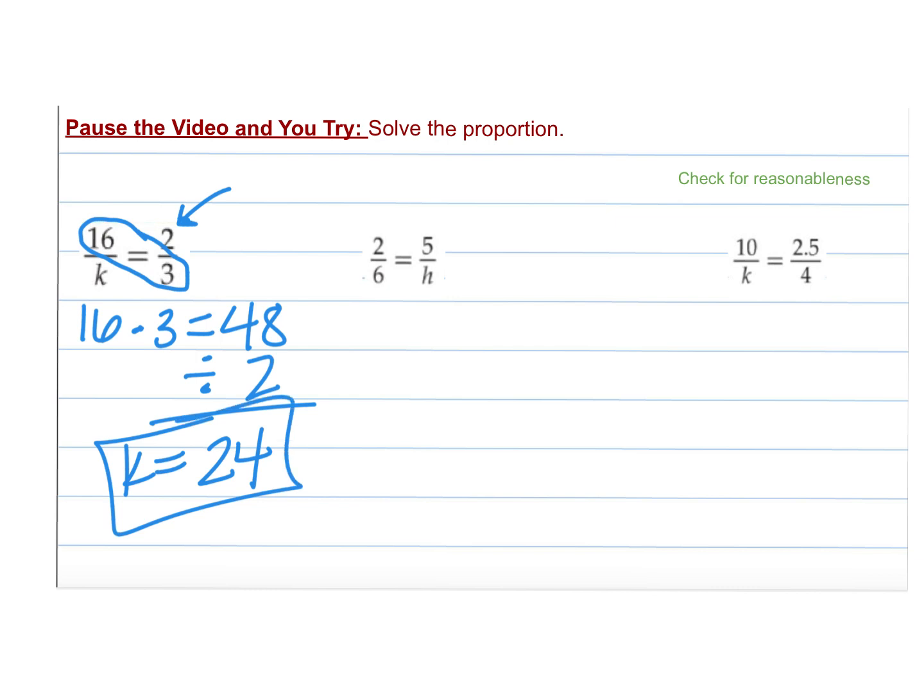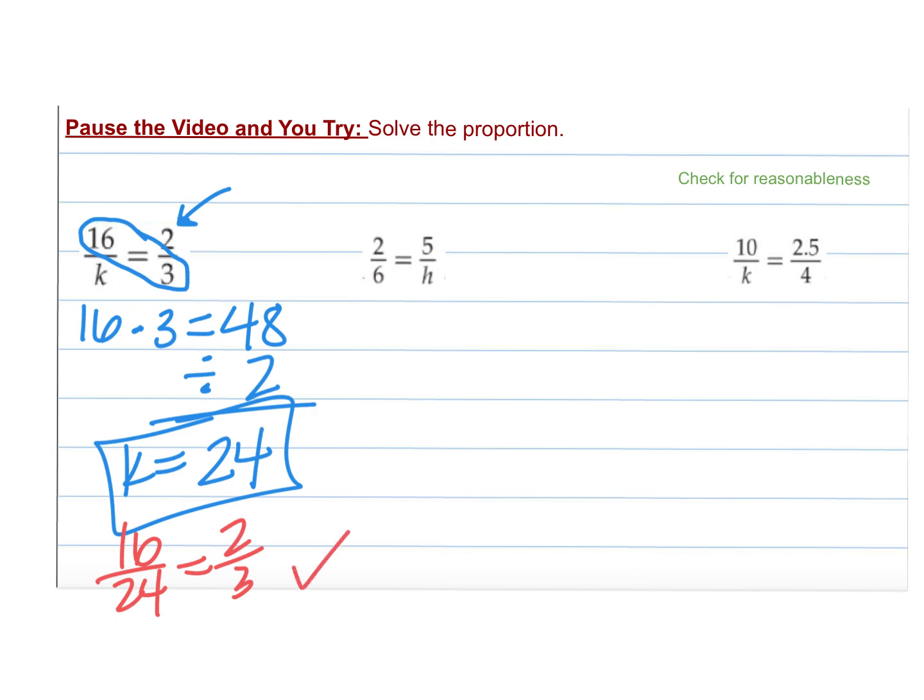So k equals 24. First I want to check. If I do 16 to 24 is the same as 2 to 3, and I put 16 divided by 24 into my calculator, I get 0.6 repeating. 2/3 is the same as 0.6 repeating, so that's how I can check it.